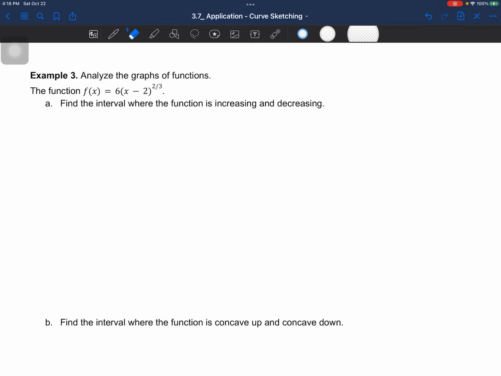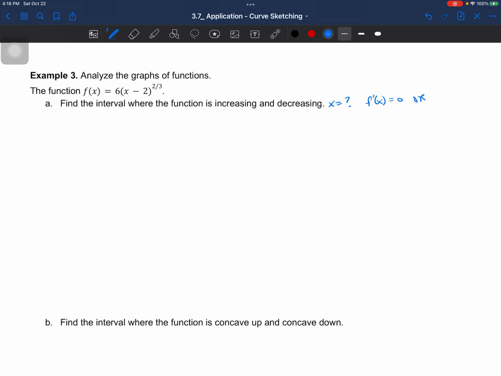All right, welcome back. So we're gonna try example number 3. We're given a function, and this is 6 times the quantity x minus 2 raised to the 2/3 power. So we'll begin by finding where the function is increasing and decreasing. To do that, we need to begin by finding the derivative and find the critical numbers. So I'll label them here.